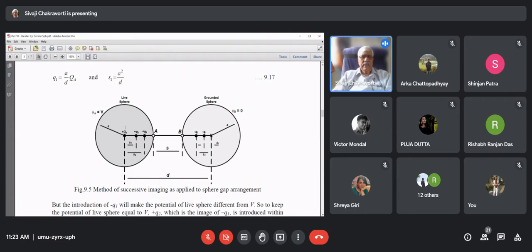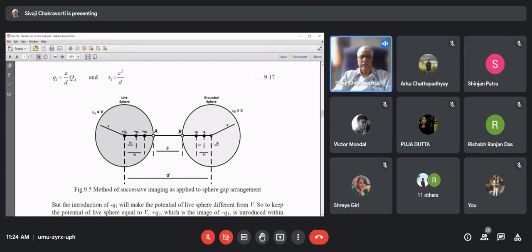And therefore, if I consider plus QA and minus Q1, together they will make the potential of the live sphere certainly different from V, which is violating our boundary condition. So what can I do? I will take an image of minus Q1 with respect to the live sphere, that is plus Q2, at a certain distance S2, and S2 can be computed from the same expression above.